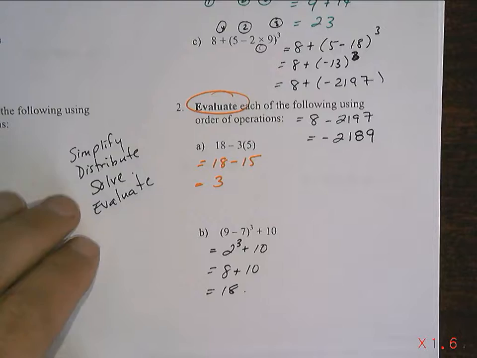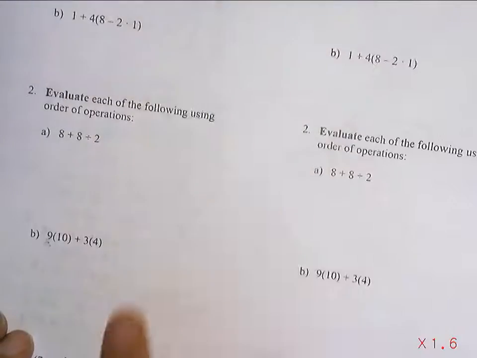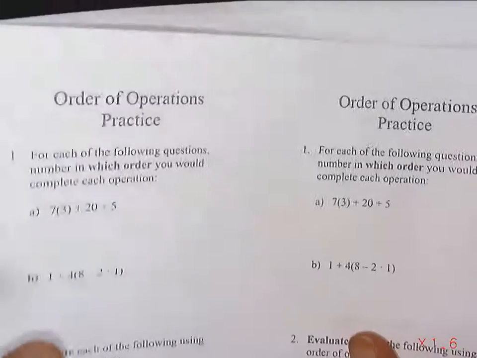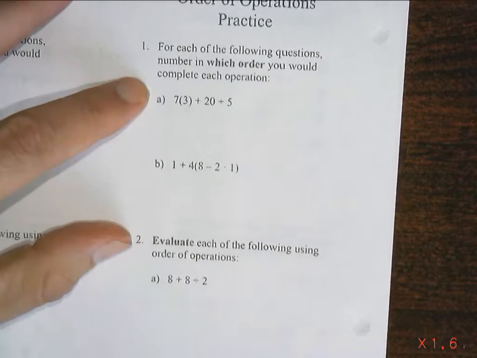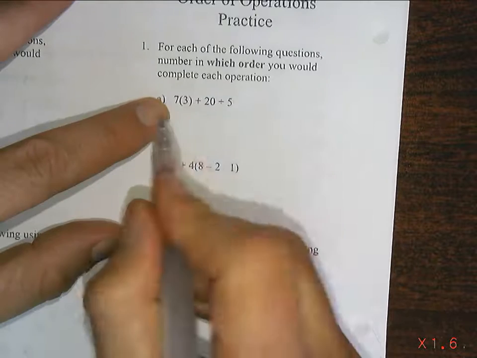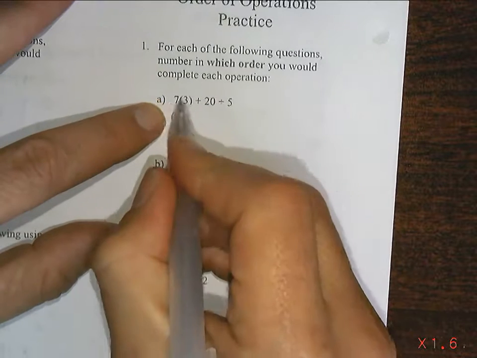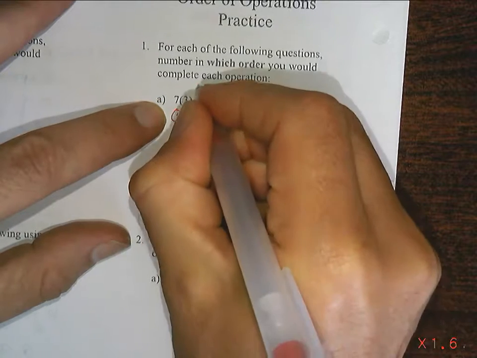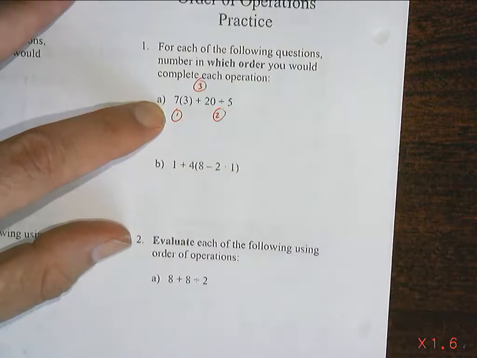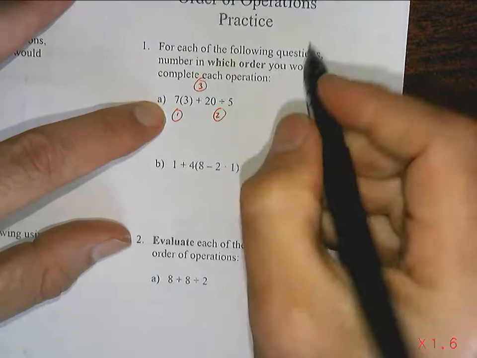Let's flip this over. If you have not done the questions on the right-hand side, please stop the video and do so. Okay, so this is practice. We're supposed to order these that we're going to do them in. Well, multiplication would happen first because it's happening left to right, and then I would do the division, and then I would do the addition. So it's going to look like this.